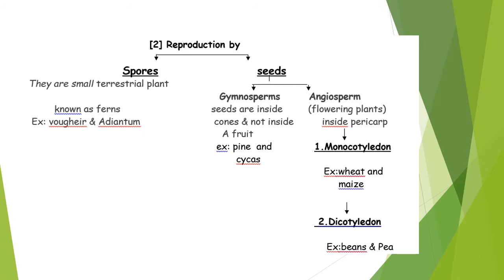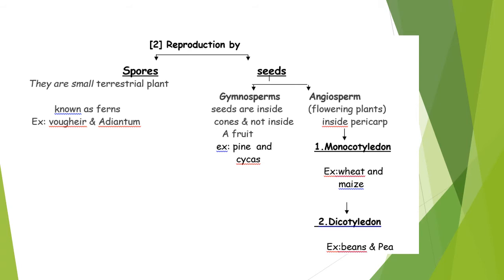Reproduction by seeds. We have classified the plants which reproduce by seeds into gymnosperm and angiosperm. Gymnosperm seeds are inside cones and not inside fruit. Angiosperm flowering plants have seeds inside pericarp. Gymnosperm like pine and cycas.